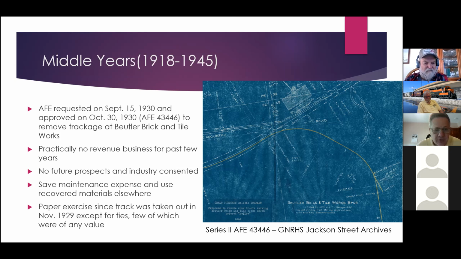So their justification was to not only save maintenance expense, but they wanted to use the recovered materials elsewhere. This was, again, a paper exercise because the track had been taken out. It ends up the track was taken out November 29th, except for the ties, few of which were of any value. Yet here they are in October 1930, doing the paperwork to adjust the books for the rail they took out.